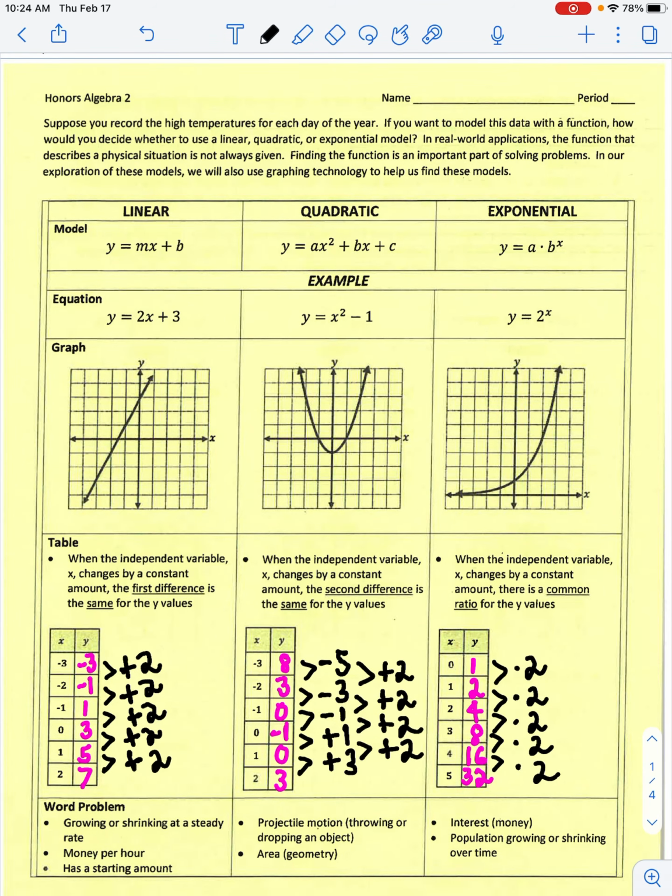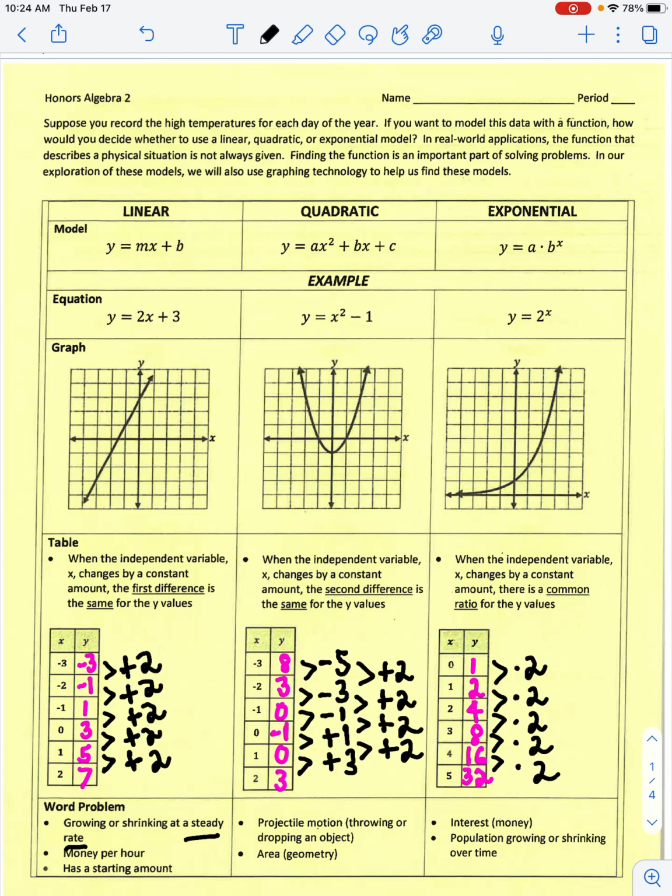Where do we use these types of models? Well, in linear models, under word problems, you see where the values are growing or shrinking at a steady rate. That's really important. Money per hour, you have a starting amount, that's usually b. That's where you have a linear model.